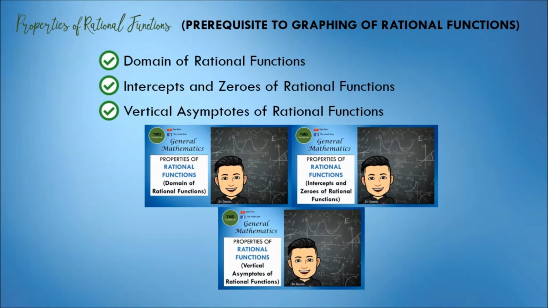The properties of rational functions are important and prerequisites to graphing of rational functions. Meaning, these are needed to be able to construct better the graph of a rational function. We are done with the first property, the domain of rational functions. The second property, intercepts and zeros of rational functions. And the third property, the vertical asymptotes of rational functions. Watch the previous videos about that.